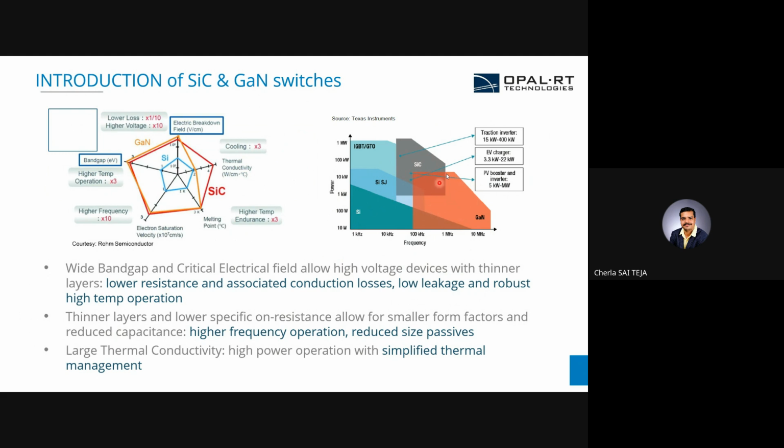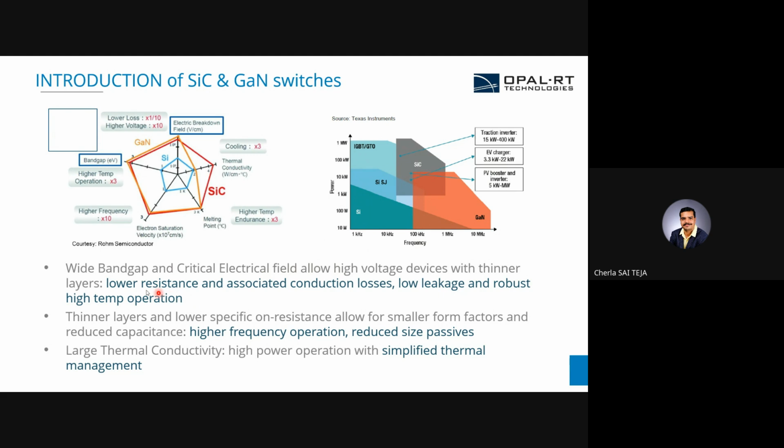For gallium nitride. Silicon carbide will best suit a traction inverter based application, where the rating of the inverter can be from 15 kilowatt to 400 kilowatt, whereas gallium nitride will find its application in EV chargers or PV booster and inverter applications, where the overall power required might not be high, but we can operate it at higher switching frequencies.